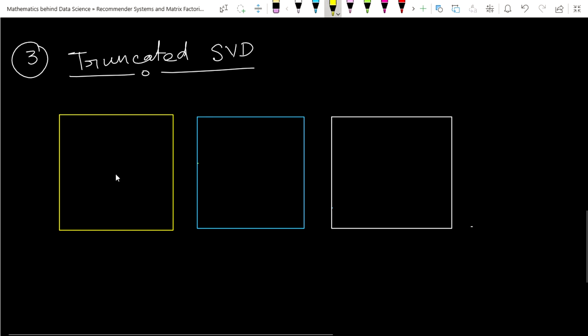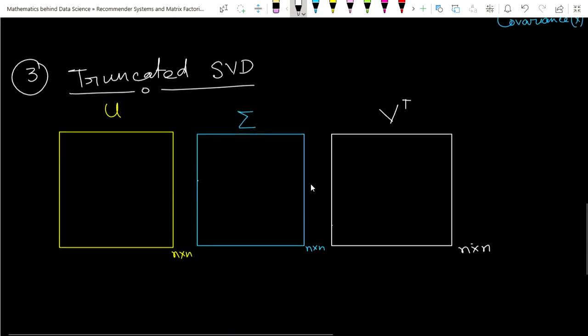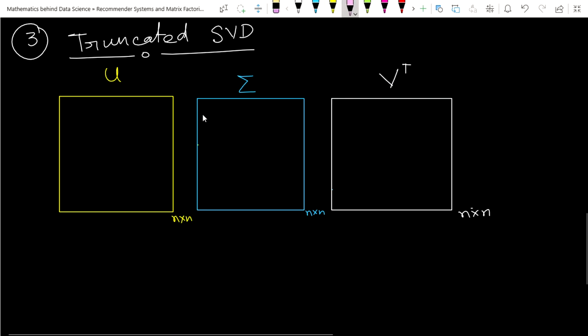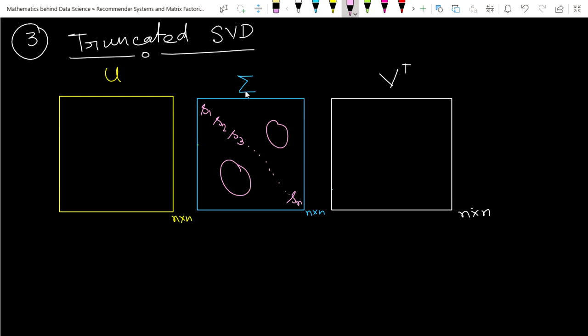Okay, so this is the U, and it's an N cross N matrix. It is the sigma, which is also an N cross N matrix, and the white one is V transpose, and it is also N. So first, what is the sigma? Sigma contains all the eigenvalues of X, suppose like S1, S2, S3, up to Sn, with the diagonal entries and the lower and upper diagonal being zero. We have seen these things. Now U means the left singular decomposed matrix, up to n.